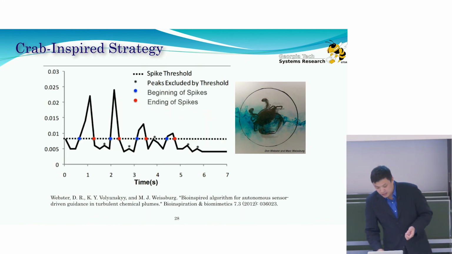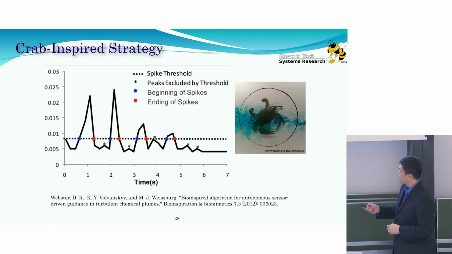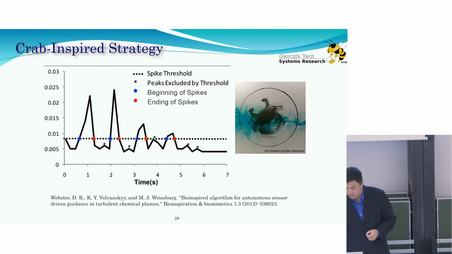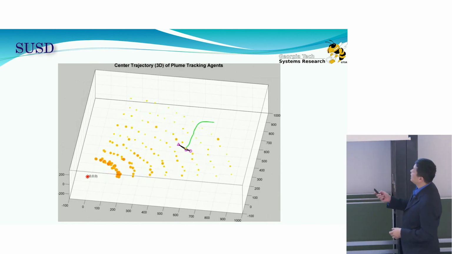What they do is they set a threshold, and they measure the duration of the signal above this threshold, and then they use this duration as their signal instead of using the signal directly. It turns out that this signal is smooth over the space, and as you get closer to the source, the duration gets longer. So for this derived signal, this width, the spatial gradient is well defined, and you can still perform the SUSD strategy, as simulated here by 3 agents in 3D.